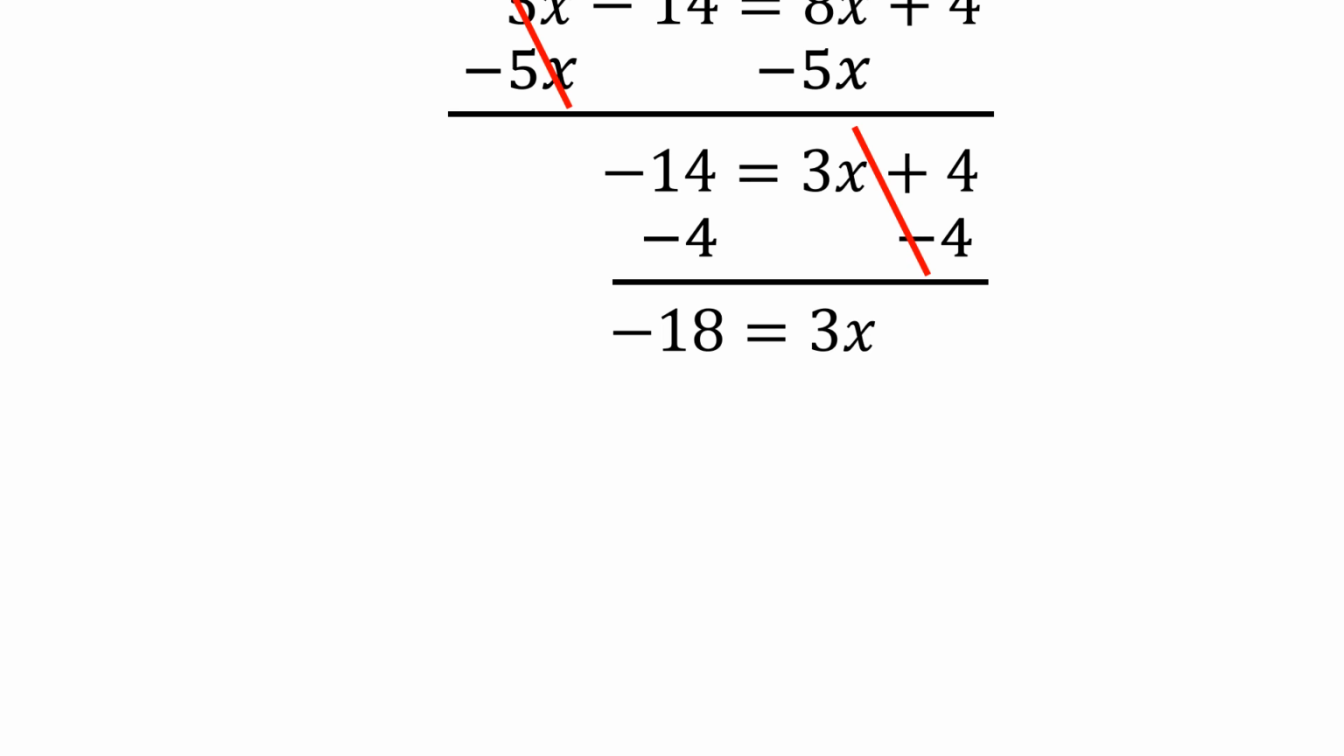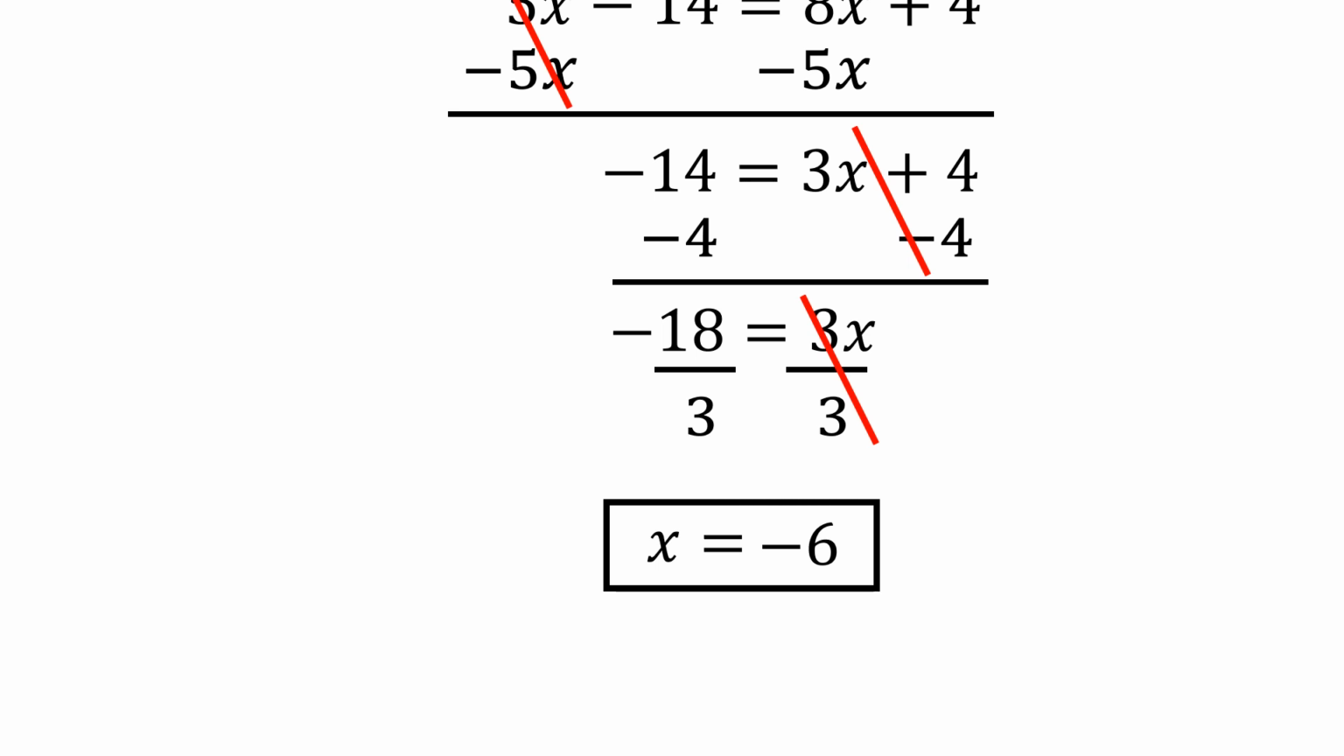Our final step is to isolate the variable. We want to undo multiplying by 3. The opposite of multiplying by 3 is dividing. So we'll divide both sides by 3. 3 divided by 3 will cancel to 1. Negative 18 divided by 3 equals negative 6. X equals negative 6.